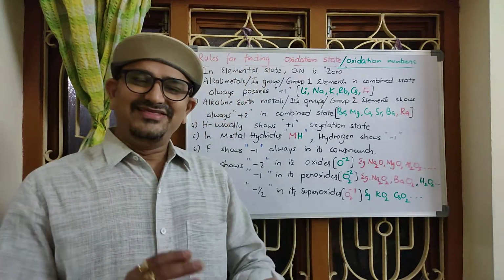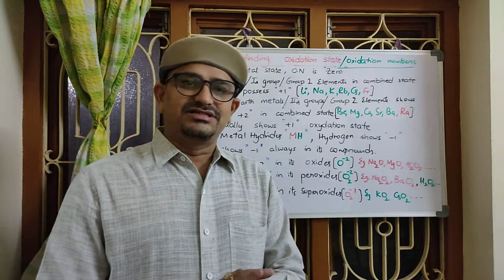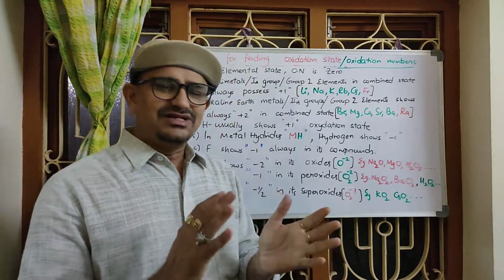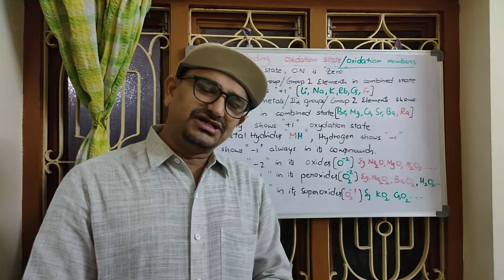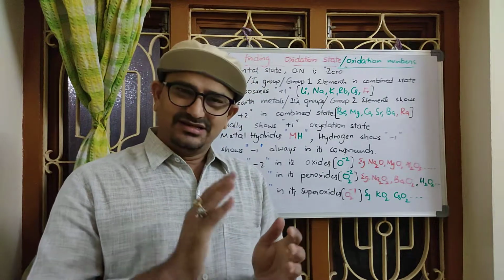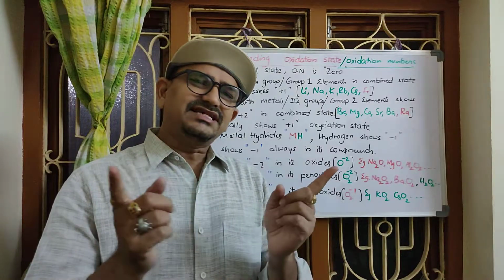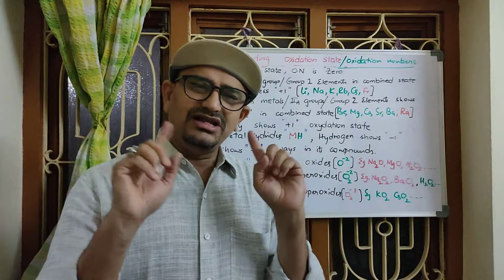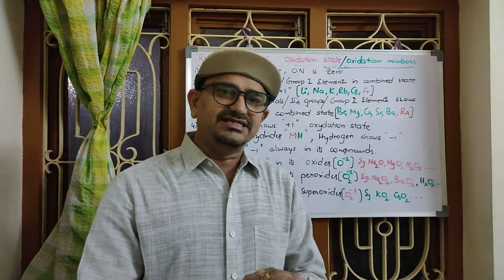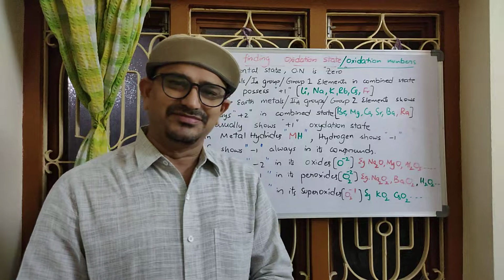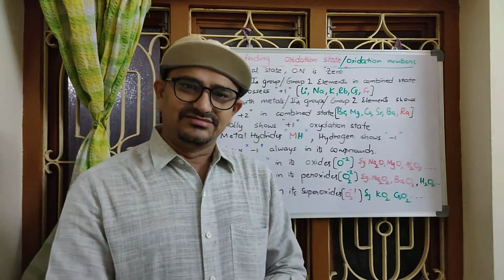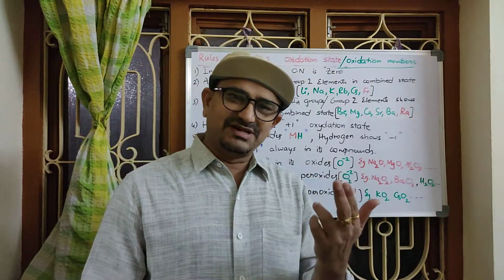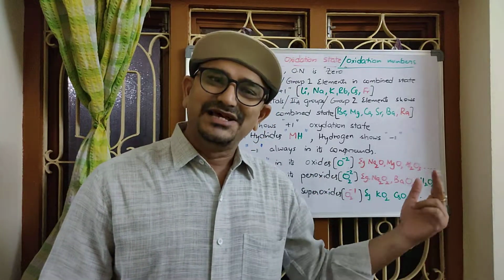Hello students, in this session we will discuss the rules for finding oxidation numbers. Actually, there is a slight difference between oxidation number and oxidation state. If all the surrounding bonds are ionic bonds, meaning a species is held only by ionic bonds, then we use the term oxidation number. Suppose NaCl, Na plus 1, Cl minus 1. The oxidation number of sodium is plus 1, and the oxidation number of chlorine is minus 1.